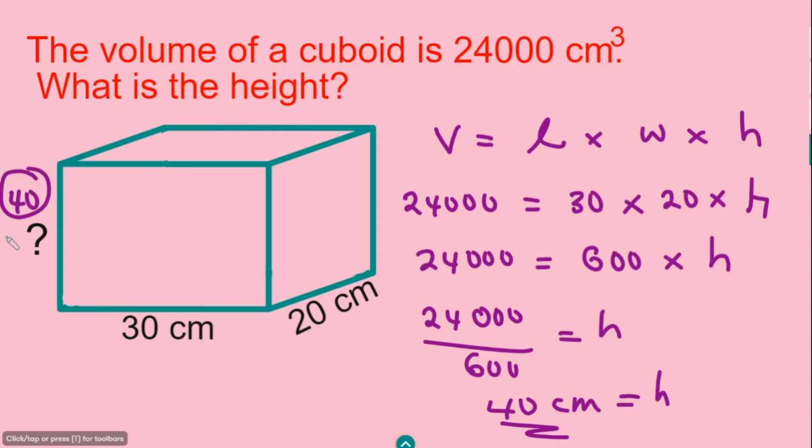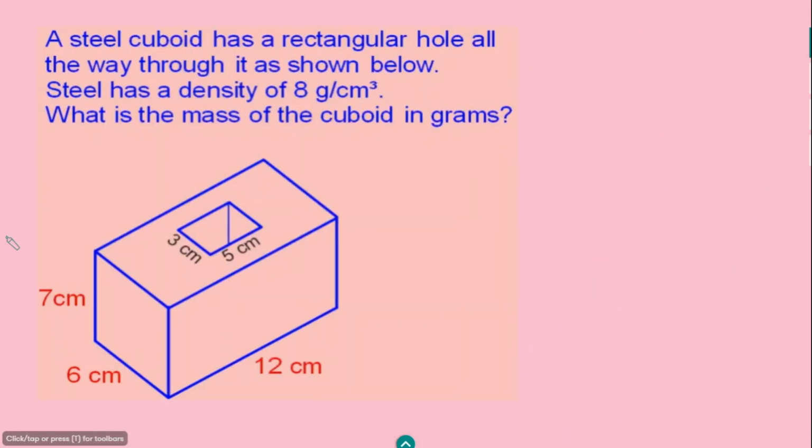Okay, that's very simple. Now let's move on to one really difficult question here, because this is an exam style question. A steel cuboid has a rectangular hole all the way through, as shown below. This steel has a density of 8 gram per cm cubed. The question is, what's the mass of this cuboid in gram?